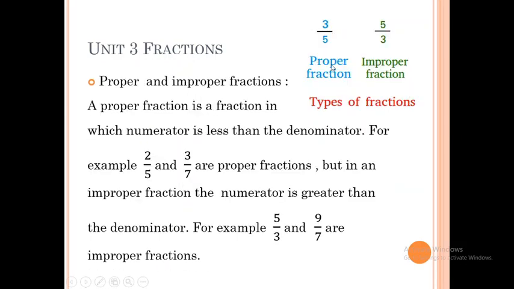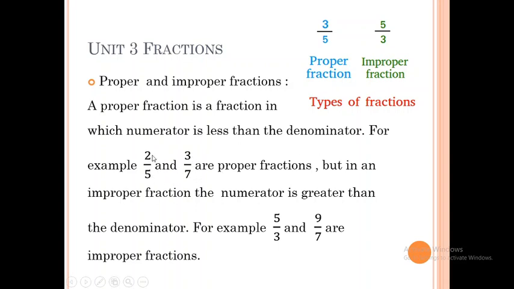Now proper and improper fractions. Another type of fraction is called proper and improper. Here also we will check. A proper fraction is a fraction in which the numerator is less than the denominator. The numerator is smaller than the denominator. Look here, 2 by 5 and 3 by 7.